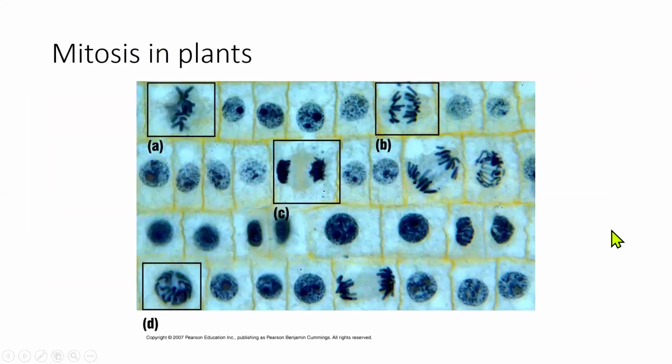Okay, let's take a look at this. Why don't you just talk with people around you and see if you can figure out what phase these are in. A, B, C. Let's see which phase they're in. These are onion cells, by the way. Okay, in the root tip.